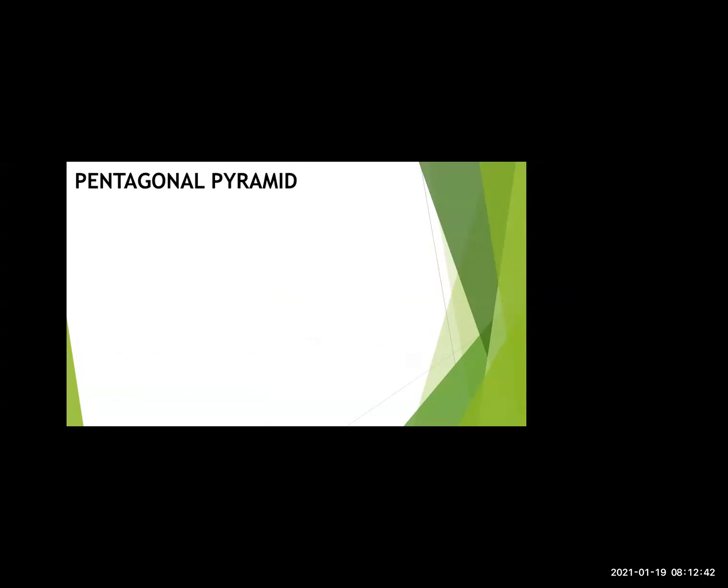Now pentagonal pyramid. Just now we saw that a pentagon is a geometric shape or figure that has 5 sides. Now here, pentagonal pyramid: the name itself tells that the base will be a pentagon.